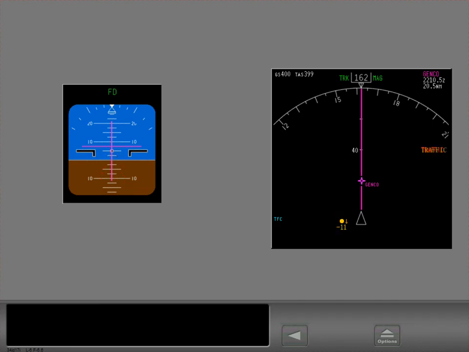Clear of conflict. When clear of traffic, the RA is canceled and the traffic display changes to a TA. Go back to your assigned altitude and engage the autopilot.